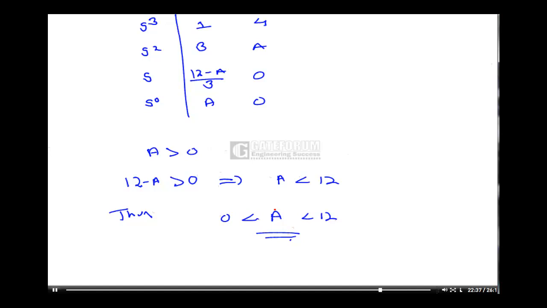Okay. So this was also one of the typical problems which can come, and it has already come in the GATE exam. One more problem. A closed loop transfer function is given for a second order system.